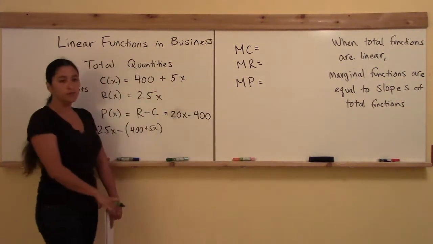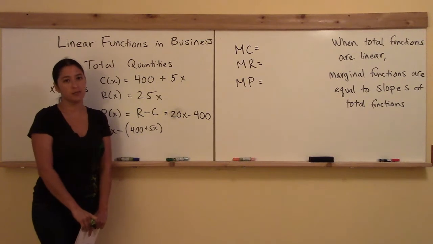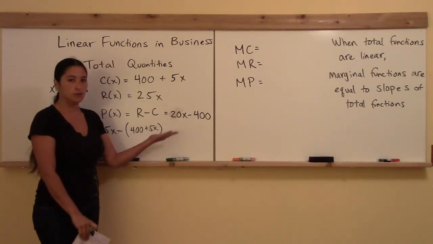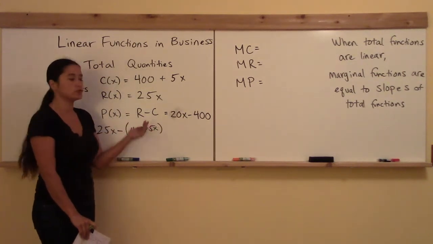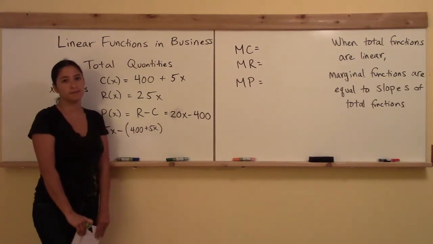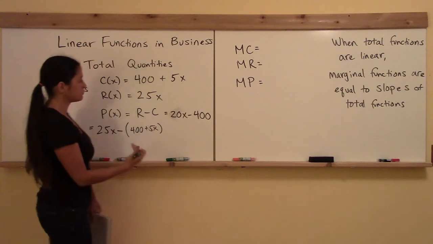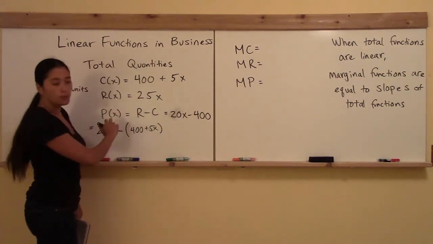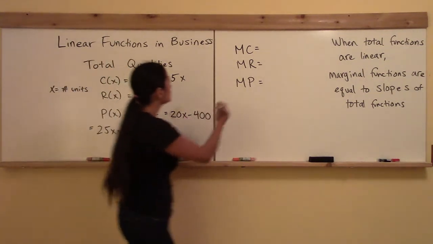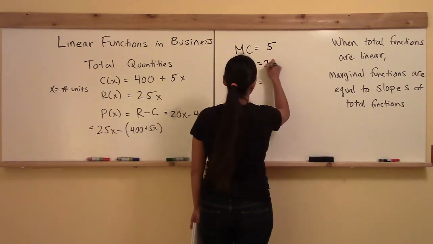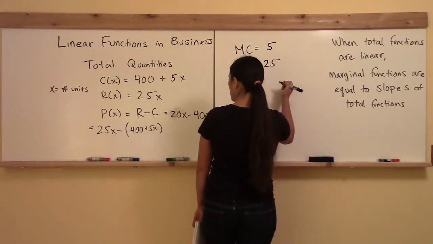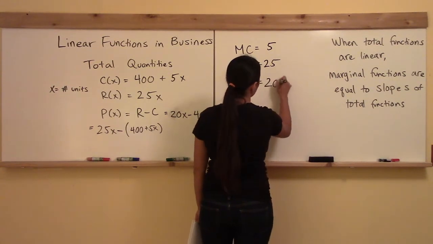Okay? So to see if you understand that, why don't you just take a minute to pause the video and write down what you think I'm going to write for MC, MR, and MP given these functional forms here. Okay, so I just have to recognize the slope portion of each one of these linear functions. So for MC, that's 5. MR, that's going to be the 25, and for the MP, that's going to be 20.